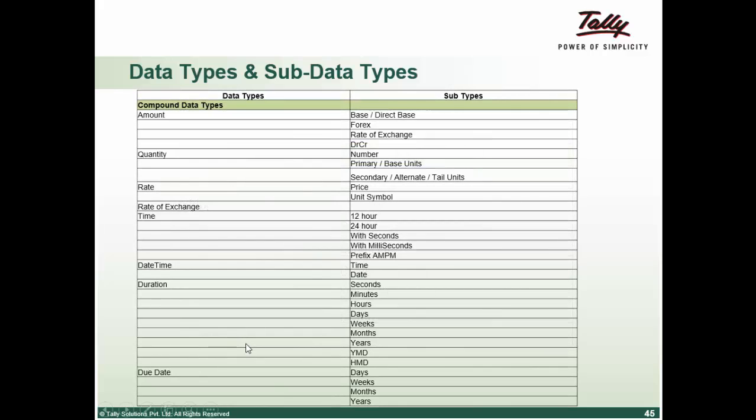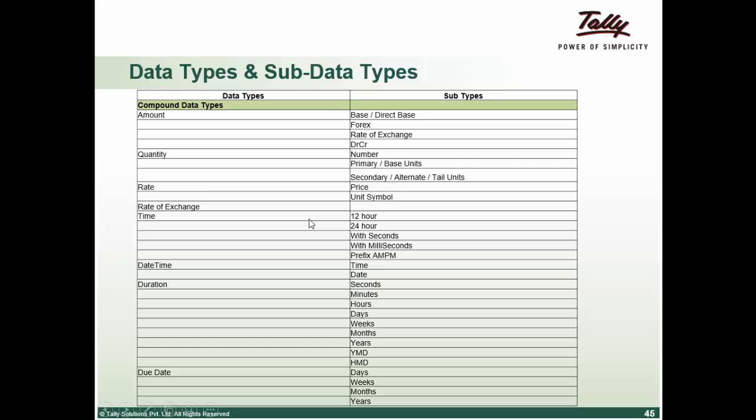In compound, we have amount, which can return base or direct base, or could be forex, could be rate of exchange, could be a debit credit amount. In quantity, you can return number, primary units, secondary units. In rate, you can return price or the unit symbol. We have rate of exchange.